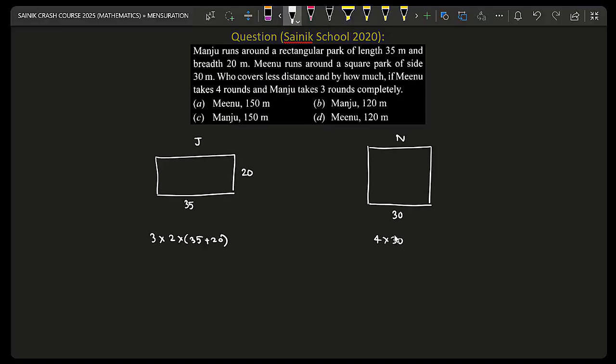But like that, she's taking how many rounds? Sir, 6 rounds. Where 6 rounds? See the question properly. 4 rounds, sir. 4 rounds. Multiply by 4. Okay. Now, what is the question that they are asking? Who is covering less distance and by how much? I want to know who is covering less distance. So, what shall I do?